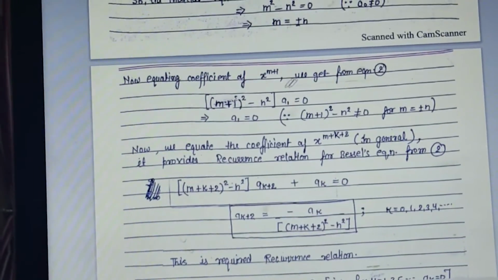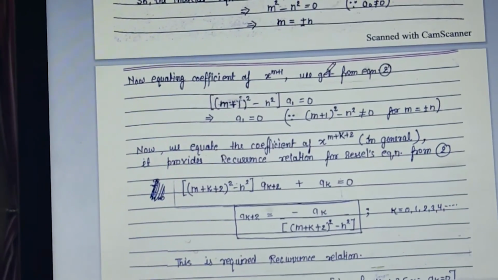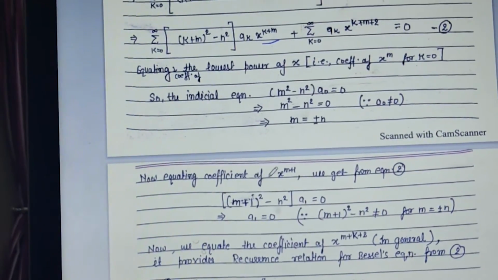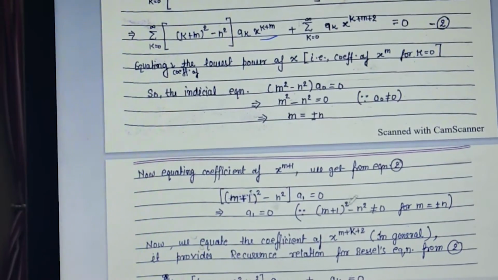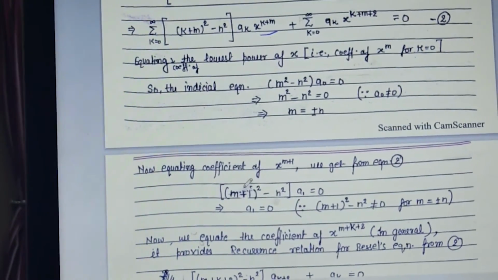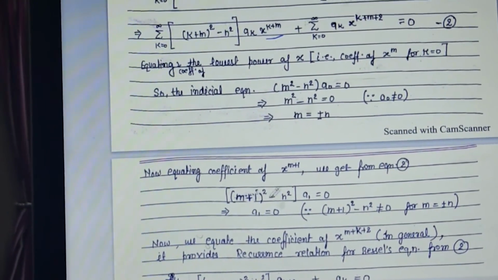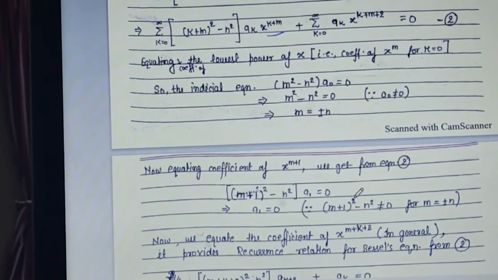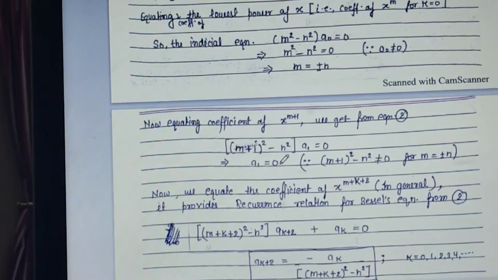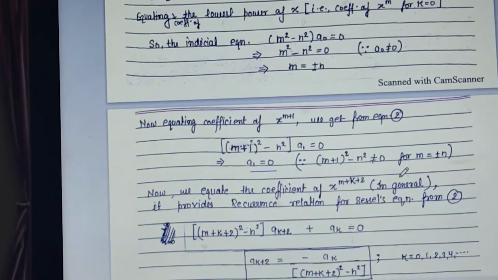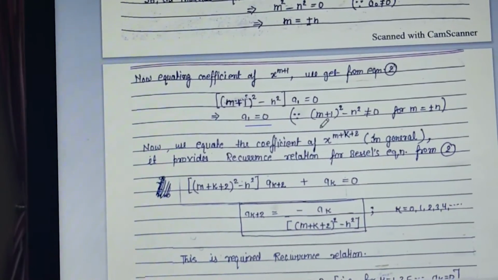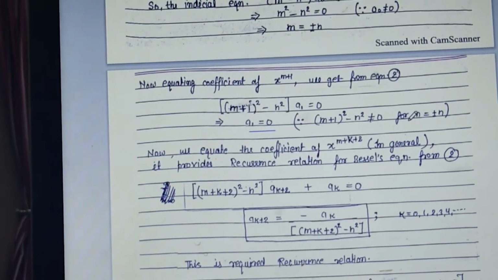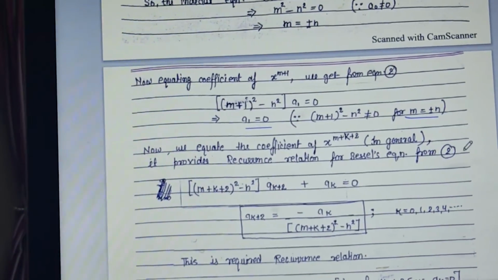Now we equate the coefficients of x to the power m plus 1 from equation 2. From equation 2, we equate the coefficient of x to the power m plus 1 to 0. Now on doing that, we get ((m plus 1) the whole square minus n square) into a1 is equal to 0. So what is our a1? a1 comes out to be 0. Why? Because (m plus 1) the whole square minus n square is not equal to 0 for m is equal to plus or minus n.